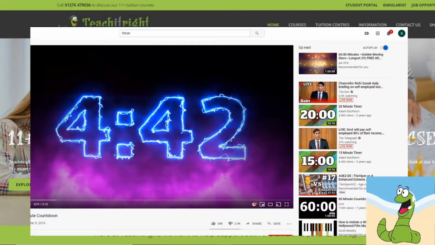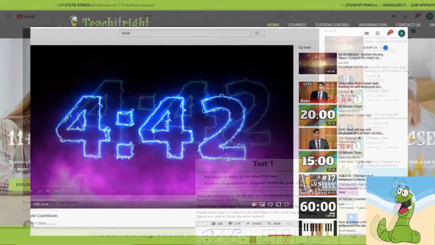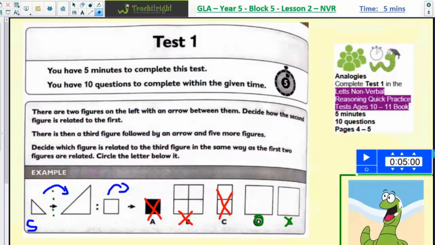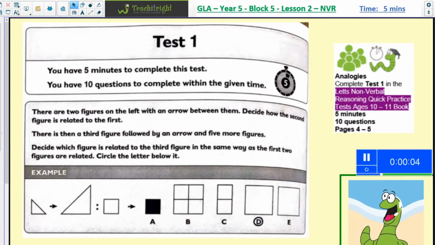Right, let's put that away, stop the timer there, and go back to our lesson slides. So, children, pause it here, give yourself 5 minutes, click time, I'll get mum and dad to help out with the timing, and we'll be back in just a second.